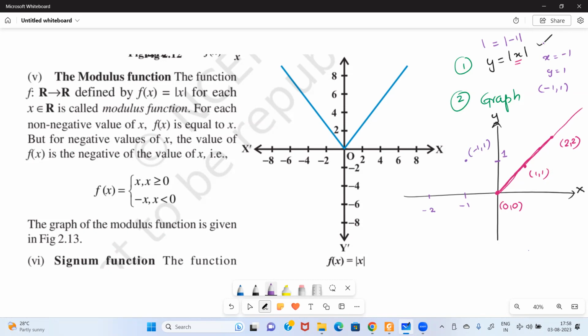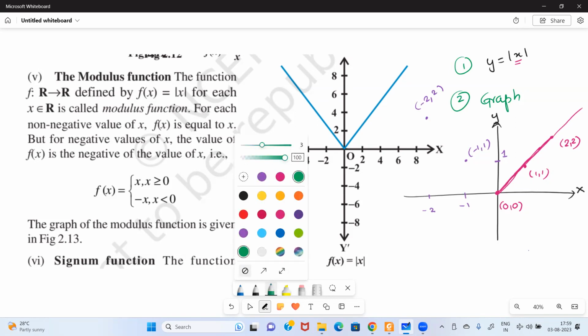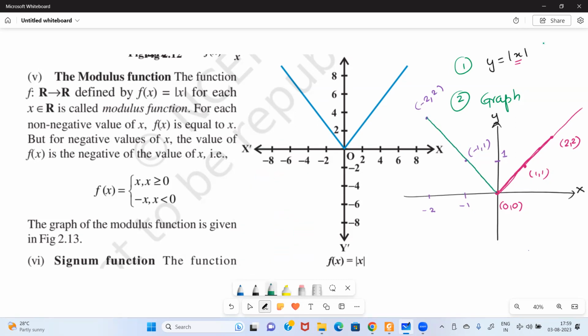Clear? Yes, sir. If I substitute x as -2, what will be y? 2, sir. So what is the point? x is -2, but y is 2. Are you clear? Yes, sir. So the graph is a V-shaped function. Your y equal to mod x is a V-shaped function. Is that clear to you? Yes, sir.